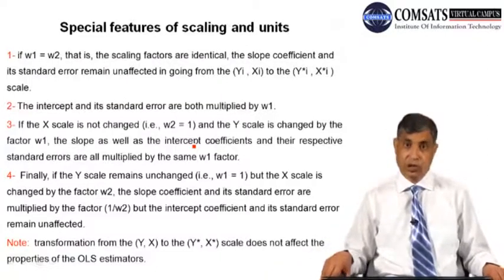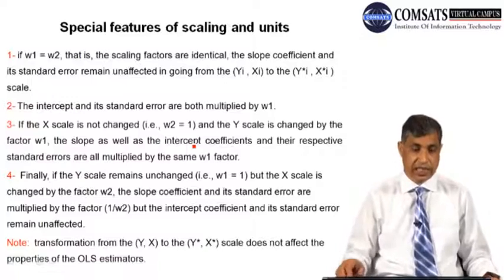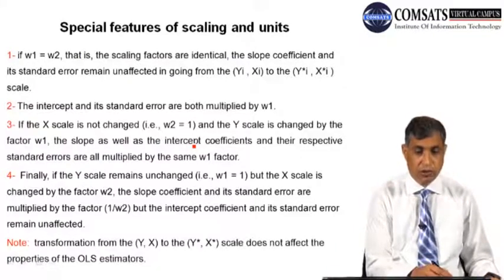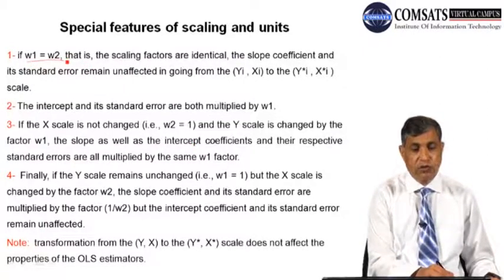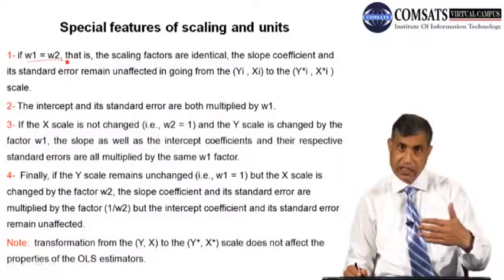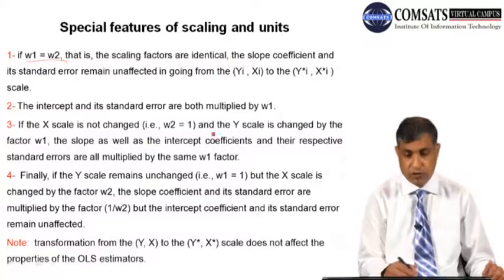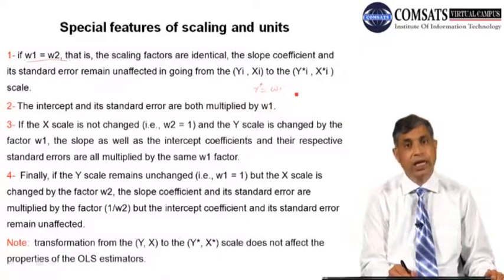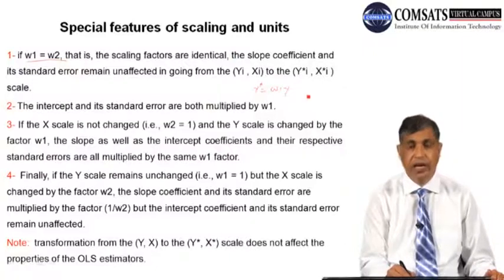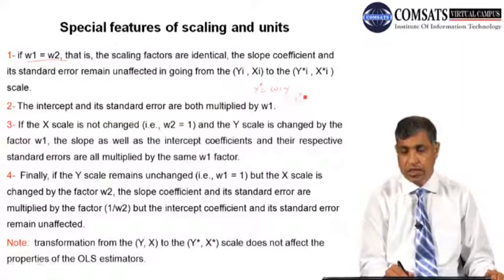Special features of scaling and units. The first feature is when W1 is equal to W2. Now I think you know what W1 and W2 are. These are constant factors. As it is the start of the lecture, I would like to remind you what W1 is. We suppose that we generate a new variable Y star, which is equal to W1, a constant, multiplied by Y. Similarly, we generate a variable X star, which is equal to W2, the other constant, multiplied by X.